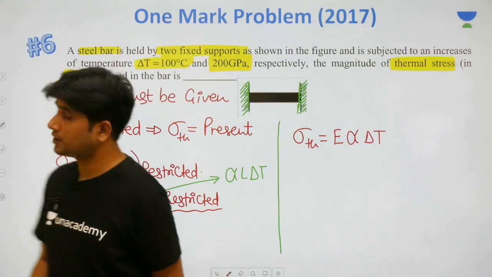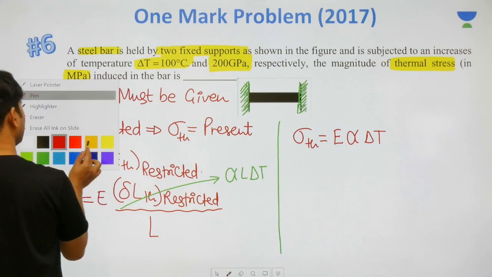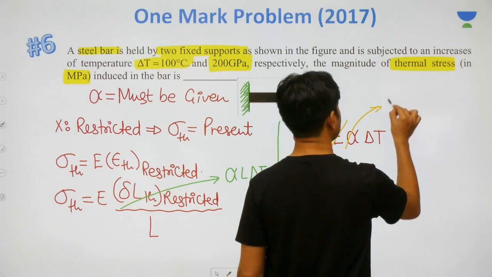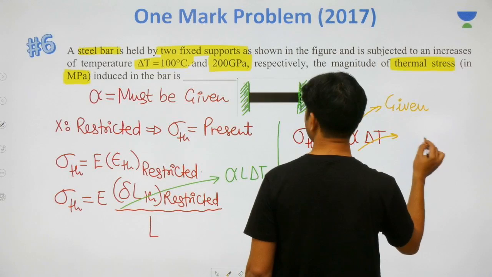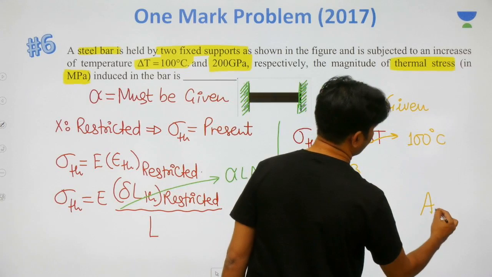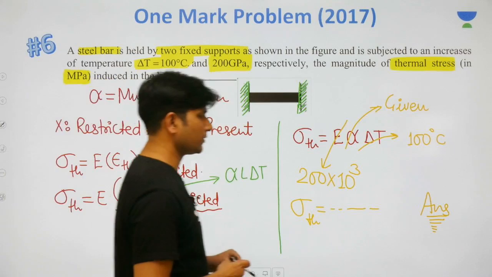Now, E value is given and alpha value is also given. Delta T is also given. E value is given to you as 200 into 10 power 3 megapascal. Alpha is given, as I clarified in the very beginning. And delta T value is 100 degrees Celsius. So you can calculate the thermal stress value from here. This was a numerical answer type problem, and this is how you're going to complete it.